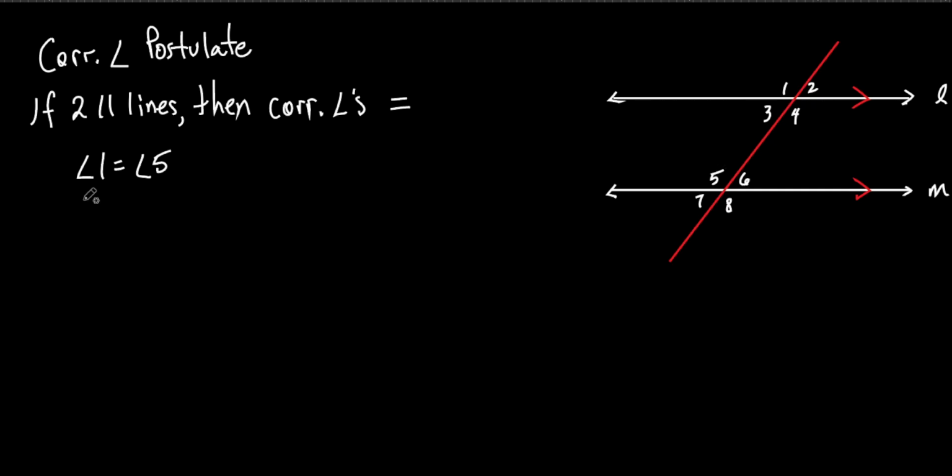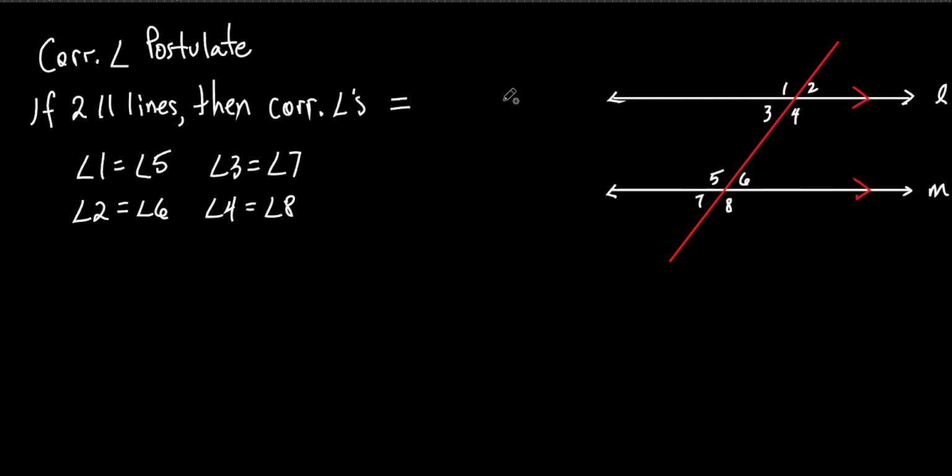Let's go angle 2. What's angle 2 going to be equal to? Angle 6. Right? And let's do angle 3 is equal to what? Angle 7. Getting the idea now. Angle 4 is angle 8. Okay? So we know that all those things are true. Everybody got it? Good. That's a postulate. How do we know that's true? It's just true. All right? No more than that.